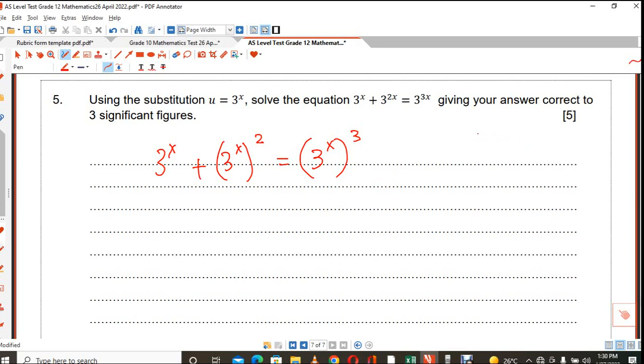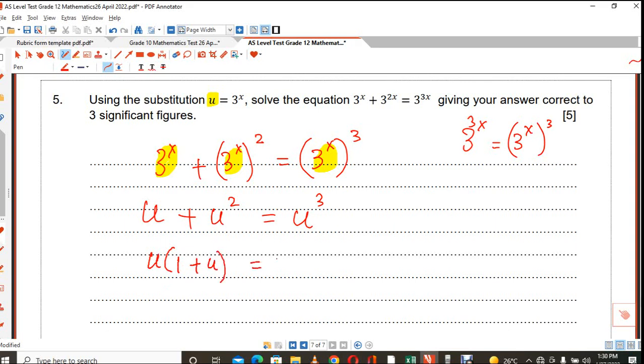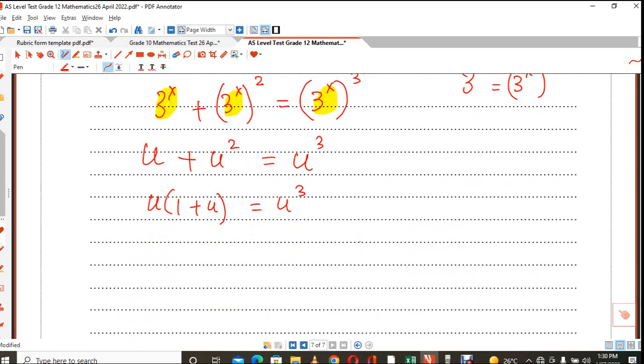When you work with indices, 3 raised to the power of x times 3 is the same as 3 raised to the power of x plus 1, because you are multiplying those indices anyway. Is it not so? So everywhere now that I have 3 to the x, I'm going to replace it with u. U plus u squared equals u cubed. On this side, I can take out a common factor. Are you with me so far?